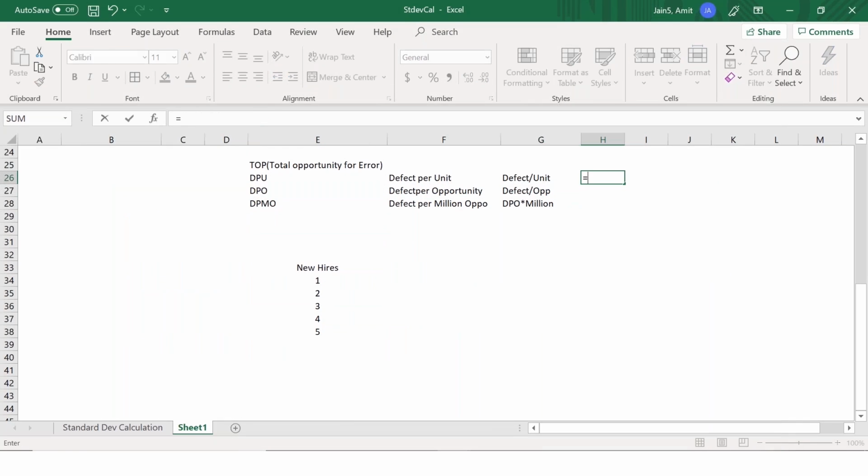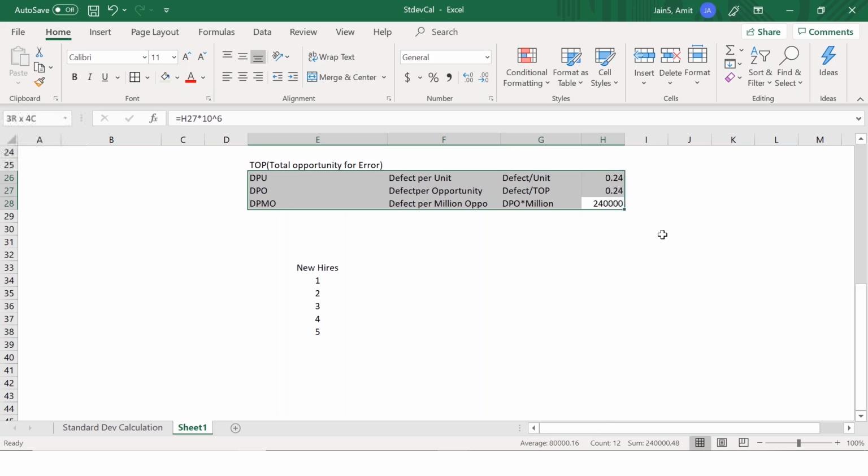So let's say 6 by 25. Then DPO would be the same, because DPO is defect per opportunity. I mean, rather it is defect per total opportunity. Because the number of opportunities per unit is 1, the total opportunity and the unit remain the same. So defect by total opportunity would again be 6 divided by 25. So DPMO is DPO multiplied by 1 million, which is 240,000 defects per million opportunities.